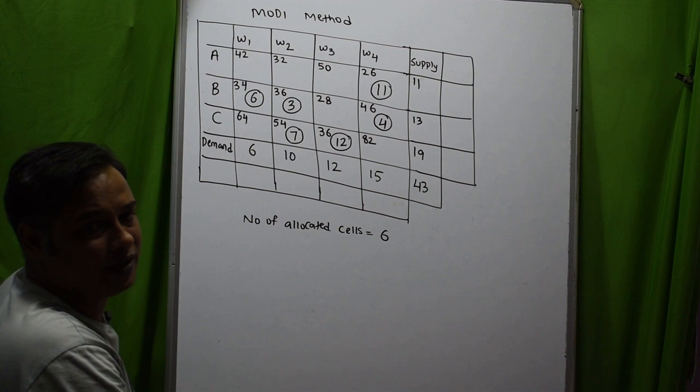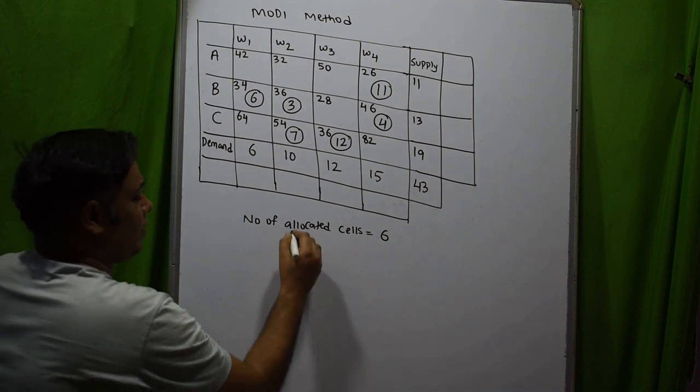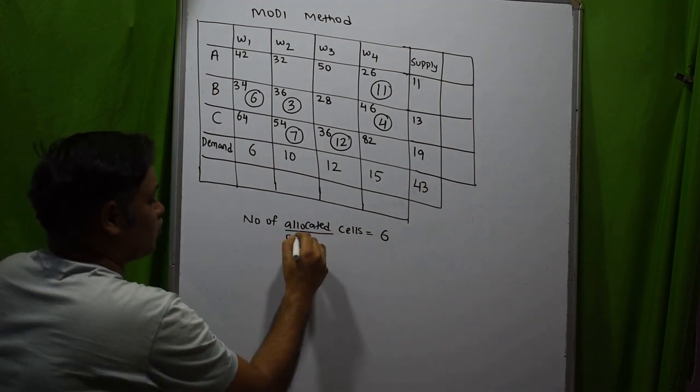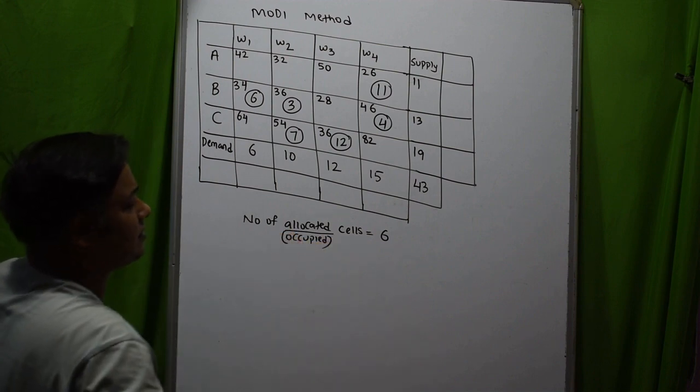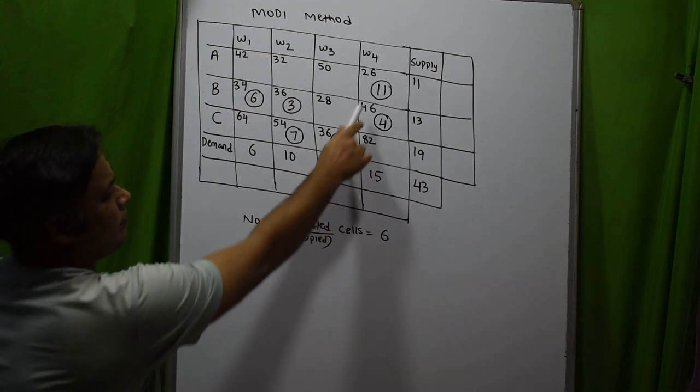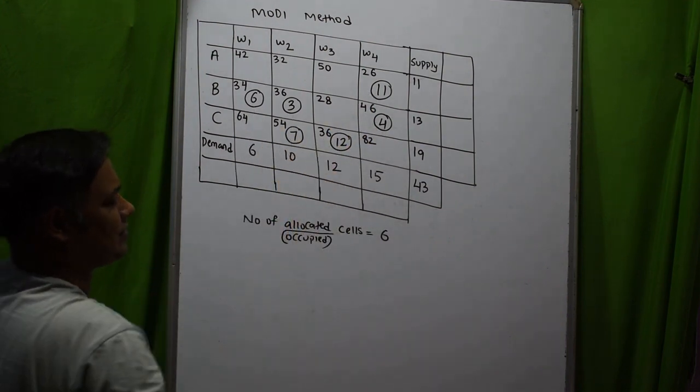so that we are able to solve the problem by Modi method. And what is that condition? Let's see. My number of allocated cells. These allocated cells are also popularly called as occupied cells. That is the cells where I have made some allocation. So we have 1, 2, 3, 4, 5, 6 cells here.